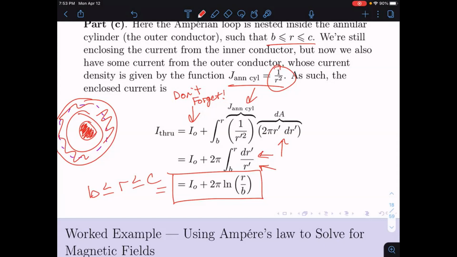Not much of our rules changed, just the fact that we had a non-uniform current density changed. That was it. Everything else stayed exactly the same. Cool. Any questions on part C before we move on to part D? Cool. All righty.